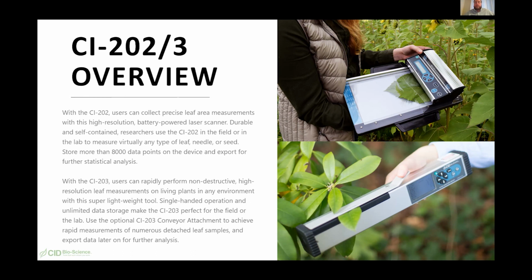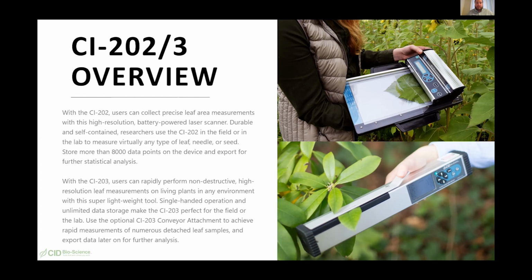But the CI203 has a different mechanism for determining when to stop scanning. Although the resolution is still the same, 0.01 centimeters squared, so don't try to measure a leaf smaller than that in the 203 either. But the CI203 uses an optical sensor to determine when motion has begun and stopped. And that's how it knows when to start and stop scanning your leaf.